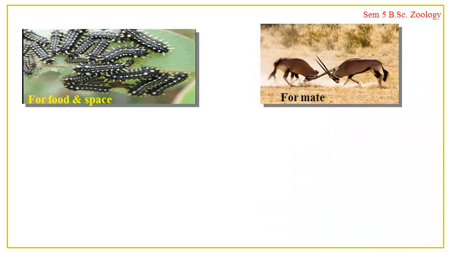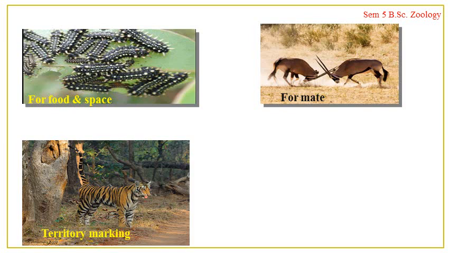They are competing, they are fighting for getting the same female. So there may be a competition. Similarly, there could be fighting for territory. For claiming a territory, there could be fights. There could be territory marking. For example, in the cat and dog family, they urinate at various positions and mark the territory.